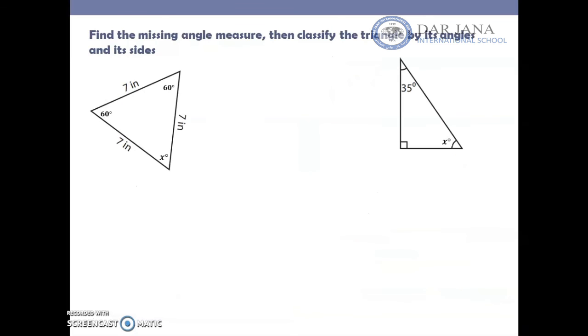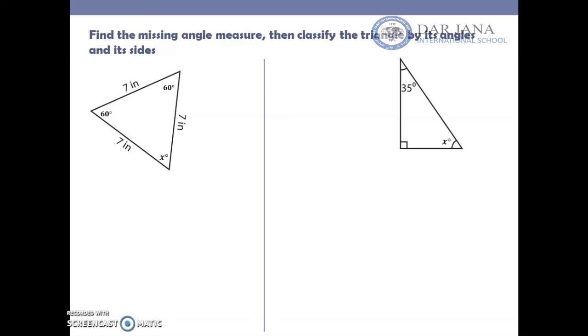We move on. In this case, the same story. I need to find the missing angle. Obviously, you should know that 3 sides are congruent. This means 7 inch, 7 inch, 7 inch. So this means 3 angles must be congruent. So x must be 60 degrees. And this one is called equilateral because it has 3 congruent sides. And all of them are 60, 60, 60.